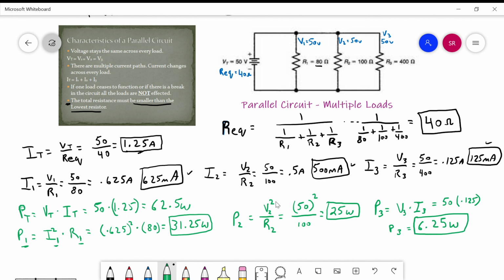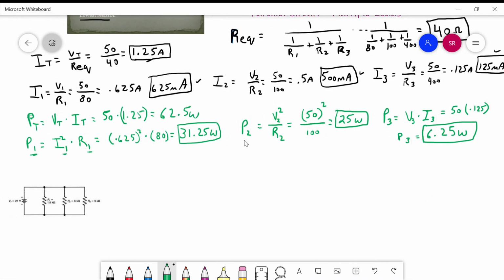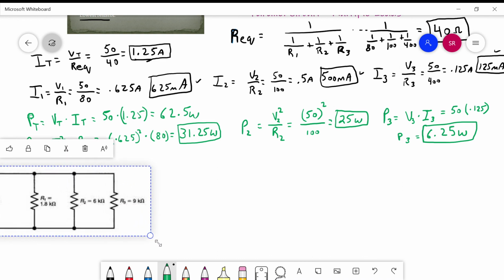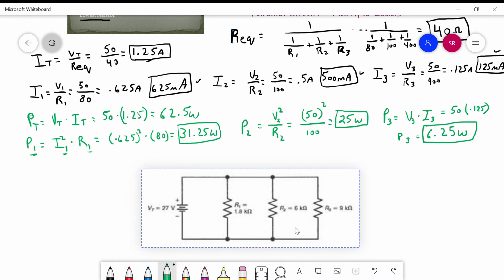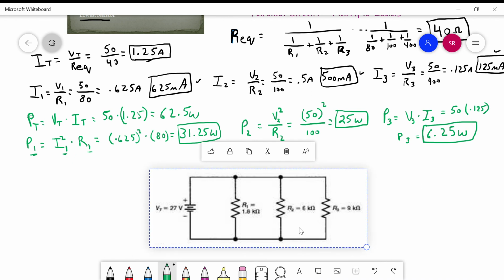And good luck. Before I let you guys go, mess with this circuit for me. If you feel comfortable with solving a parallel circuit, solve this one for me right here. R1 is 1.8K, R2 is 6K, and R3 is 9K. And your VT, your applied voltage, is 27 volts.